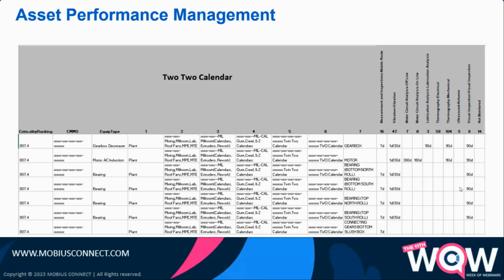And as you move forward to the right, it identifies what strategies are going to be deployed, and then in what frequency. So on the first row with this gearbox, it's got a lubrication activity every 7 days. It's got vibration on 1 day / 30 days.